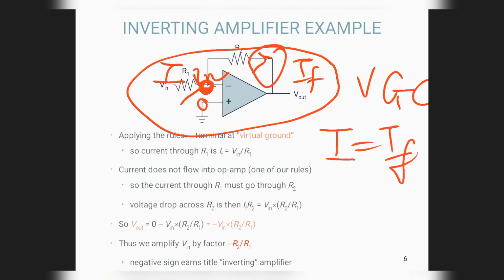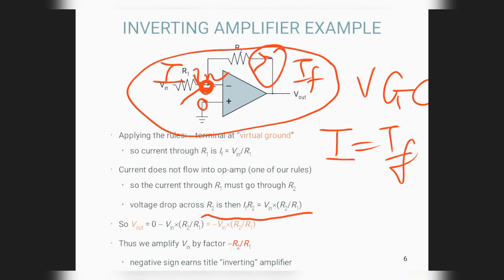Current doesn't flow into the op-amp, one of our rules, because ideally the input resistance is always infinity. So the current through R1 must go through R2. Now to calculate the voltage drop across R2, we can write IF R2 equals to V in times R2 by R1.